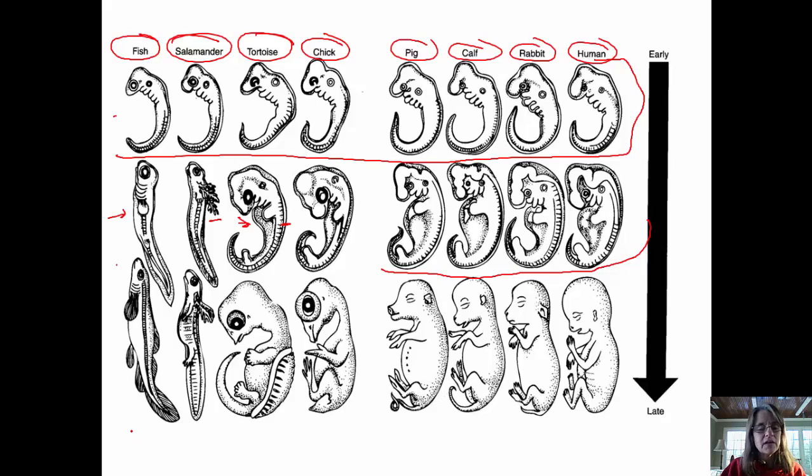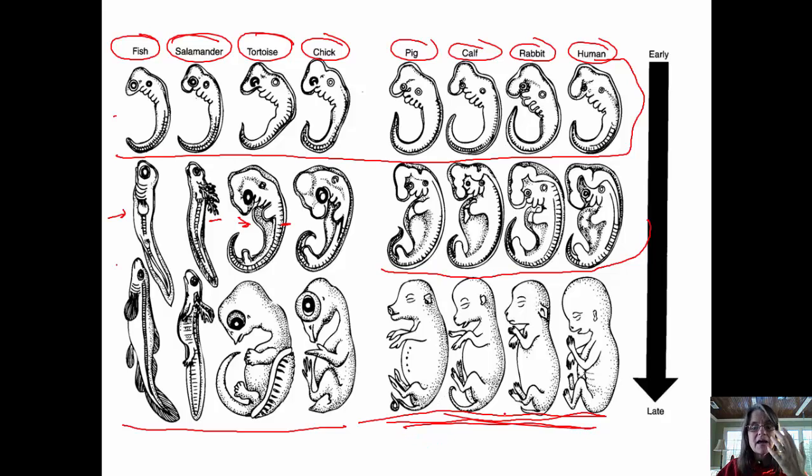Then even later in development, we can see some really obvious differences. Still more similarities over here, but differences starting to come up. What we see is that those that are more closely related have more in common for longer in their development than organisms that are less closely related. These guys have more in common with each other than they do with these guys that they are less closely related to.